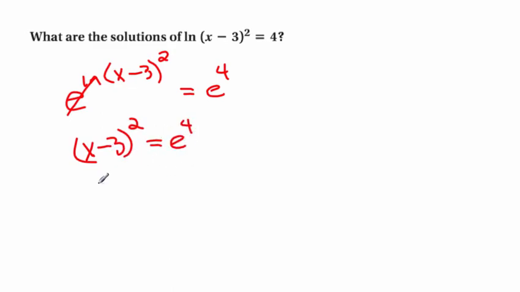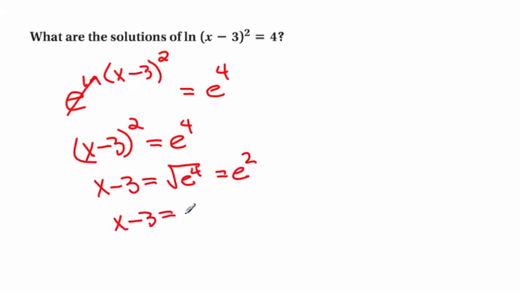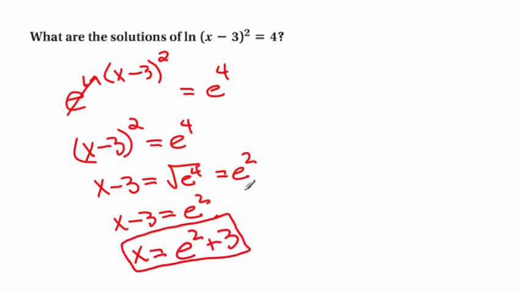I'm going to take the square root of both sides. So x minus 3 equals the square root of e to the fourth, which is e squared. So x minus 3 equals e squared. Then I'm going to add 3 to both sides, and x equals e squared plus 3. So that is how you solve a natural log. You basically just make it the exponent of e and then do the necessary algebra.